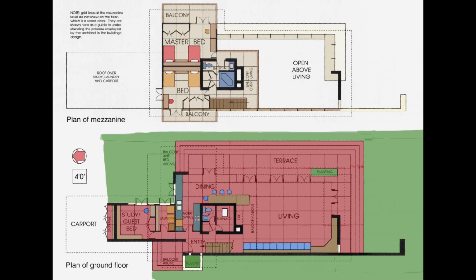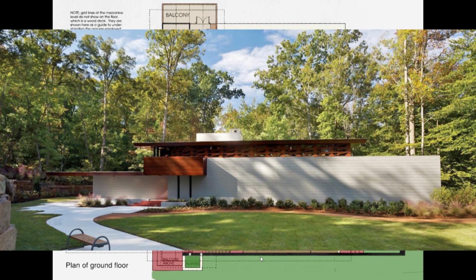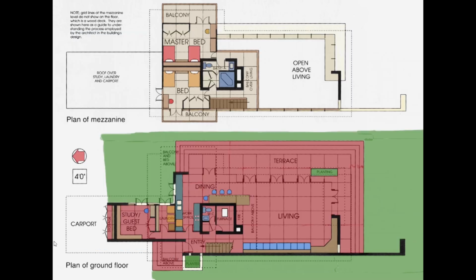Here's the plan. And you can see that there's a large concrete block front wall which acts both structurally and figuratively as a barrier between the street and the house. And it makes a little jog where the front door is. And that faces directly into the stairs going up to the second level.